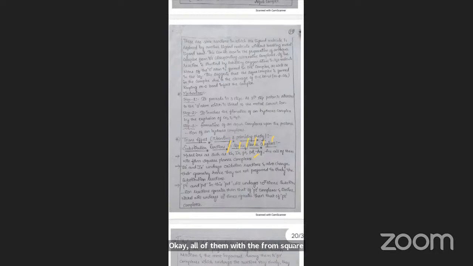Okay, next, rhodium and iridium undergo oxidation reactions and also change their geometry. Hence, these are not perfect for the study of substitution reactions. That means rhodium and iridium square planar complexes easily participate in oxidation reactions. So we do not explain the reaction mechanism of these complexes; they form square planar complexes, but we do not discuss their properties.